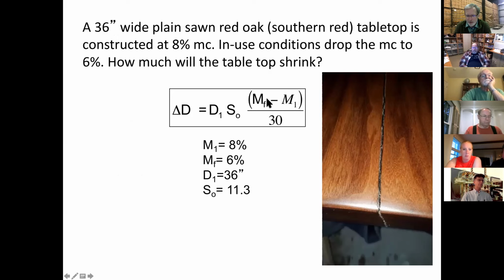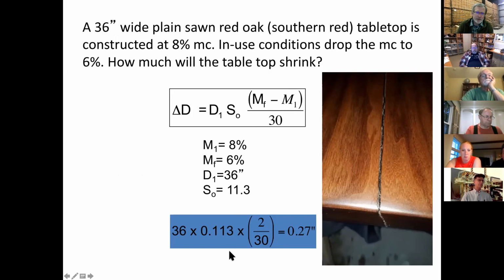So how much is it going to shrink? Well, let's plug in the numbers. So I convert my 11.3 into a decimal, so it's 0.113. I take 8 minus 6, which is 2. 2 divided by 30, times 36 inches. That tabletop is going to shrink about 0.27 inches. That's about a quarter of an inch. Does that seem like a lot?